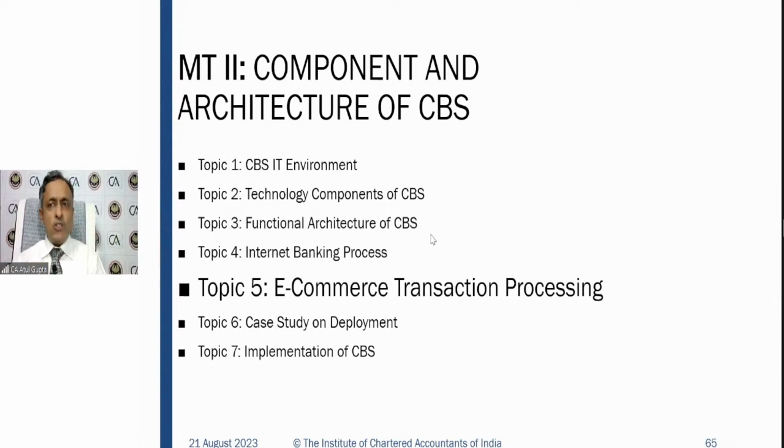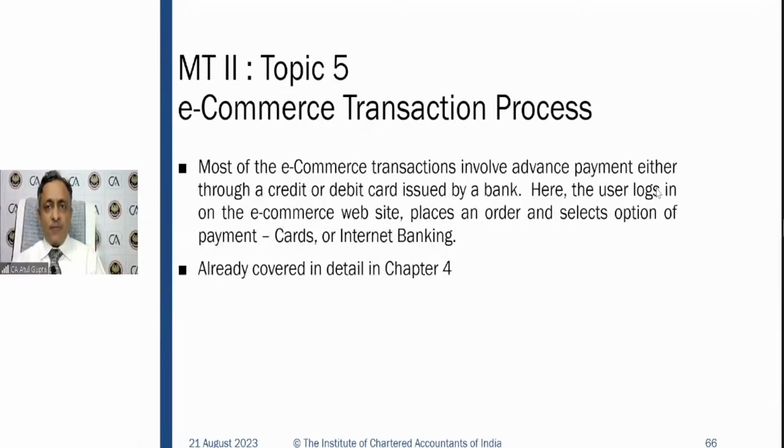Now, most of this e-commerce processing of the transaction we read in chapter 4. So we'll keep the discussion small till that extent. Most of it includes advance payments. We talked about that either through credit card, debit card issued by the bank. Here the user logs in on an e-commerce website, places an order and selects the option for payment, cards or internet banking. And we have talked in much detail in chapter 4. So there is nothing to add on this in chapter 5 as of now.